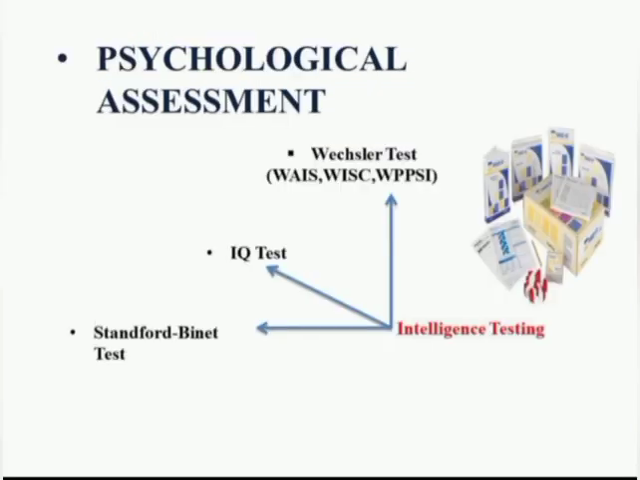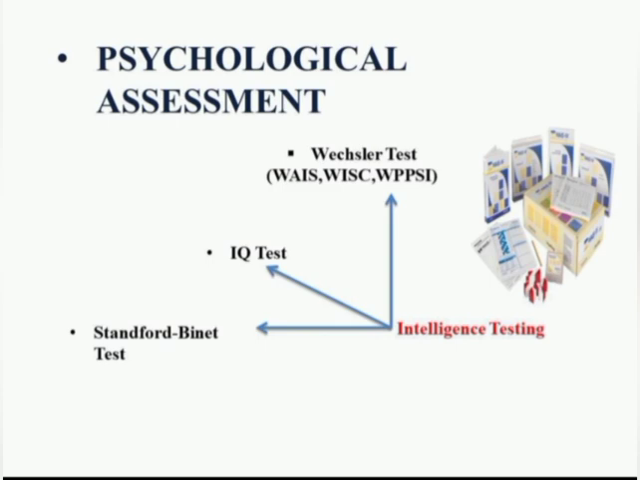And next, we have the Wechsler test. The examples of Wechsler tests are given below: the WAIS, WISC, and WPPSI, or you might know them as the Wechsler Adult Intelligence Scale, the Wechsler Intelligence Scale for Children, and the Wechsler Preschool and Primary Scale of Intelligence. Both the Wechsler test and the Stanford-Binet test are the most commonly used standardized tests in diagnosing someone.